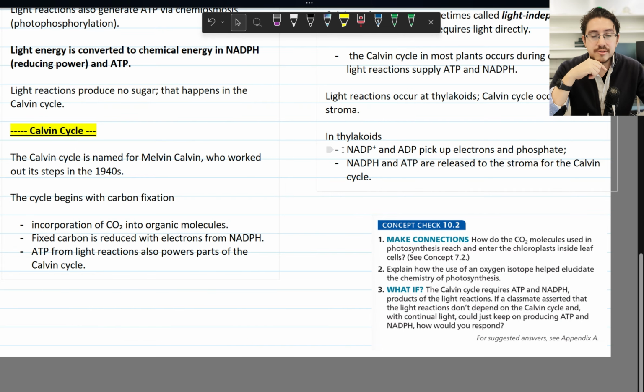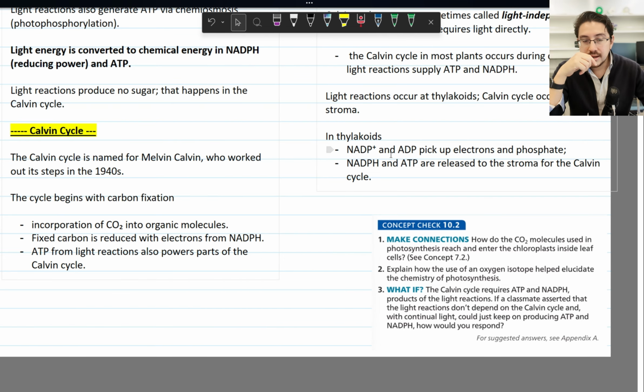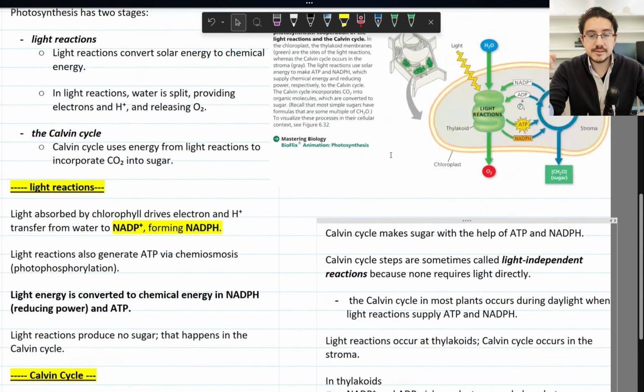Ultimately, in the thylakoids, you have NADP and ADP coming in. These are the oxidized forms. We need to give them some electrons. We need to give them some phosphates. Okay, ATP synthase is found here also, and so forth. Ultimately, to produce NADPH and ATP. Okay, and this is released in the stroma for the Calvin cycle.